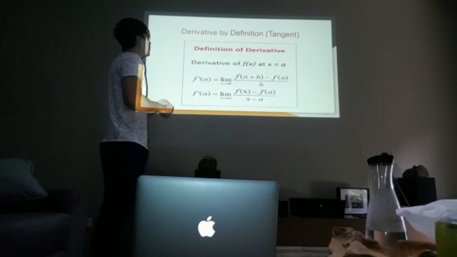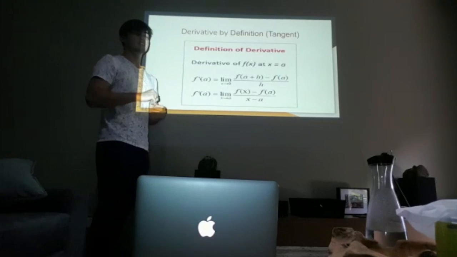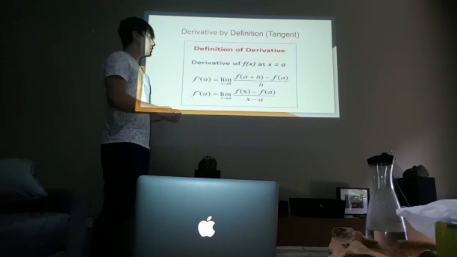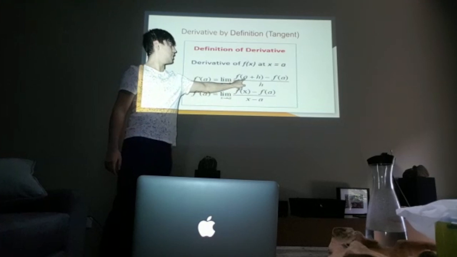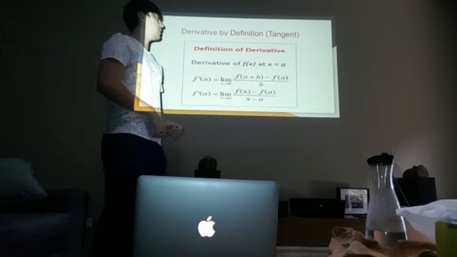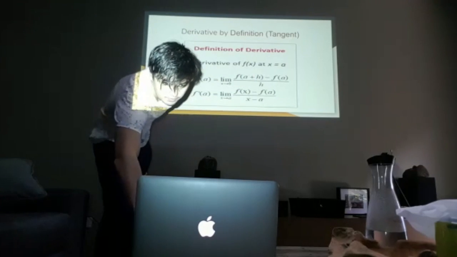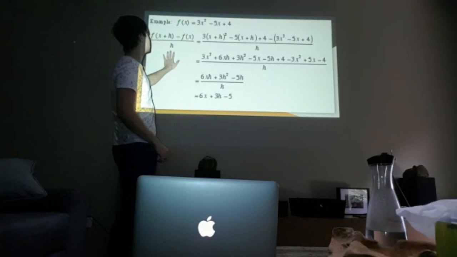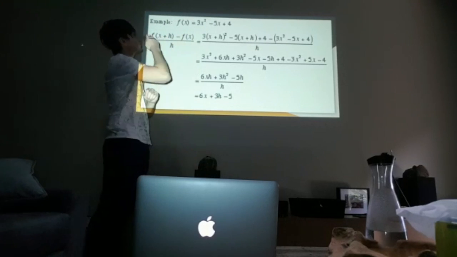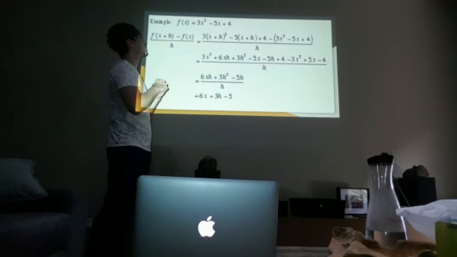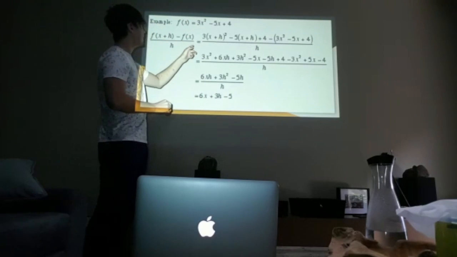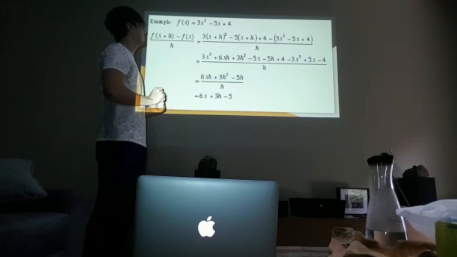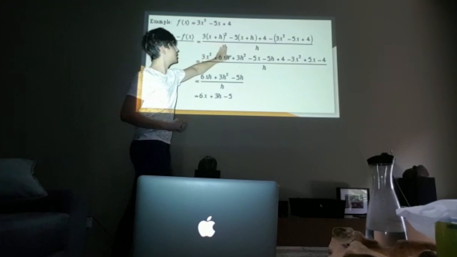In order to do derivatives by definition of a tangent, you will need a formula. This formula is the limit as h approaches 0 of f of a plus h minus f of a, divided by h. Meaning that if they give you f of x equals 3x squared minus 5x plus 4, in the formula you will first need to substitute every x by x plus h. In this case, you will get this number.